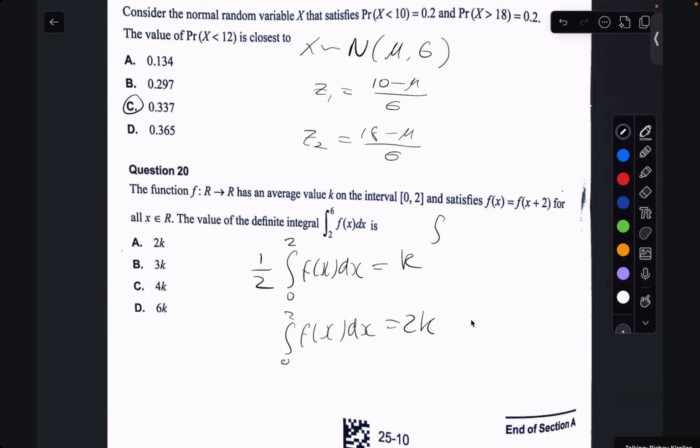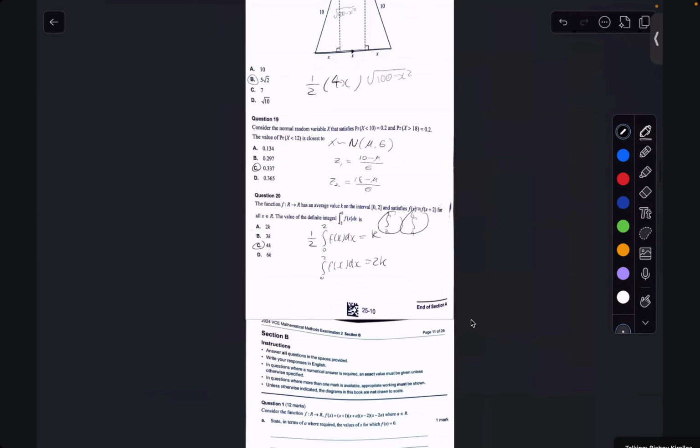Now we want to know that integral, but x plus 2 is the exact same. So that means the integral from 2 to 4 is also the same, and 4 to 6. So that's what this is. And if we add 2 to the top and bottom values, you'll get the exact same. So this will be 2k and this will be 2k. So the sum will be 4k. Alright? So that wasn't so bad.